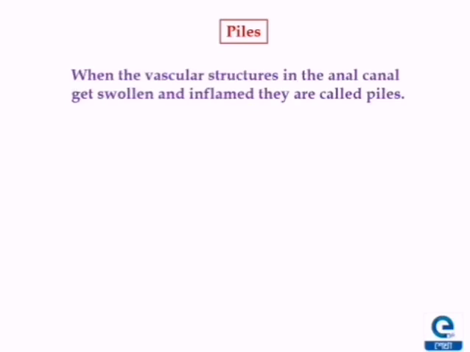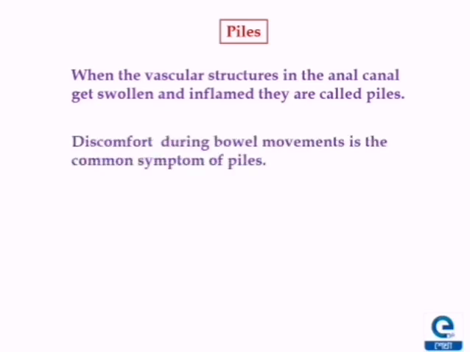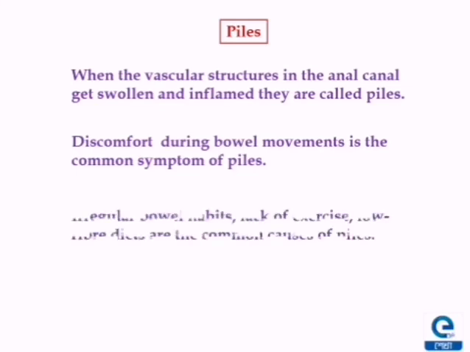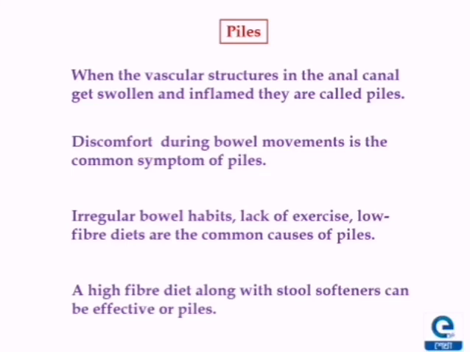The next and the last problem we are talking about is piles. When the vascular structures in the anal canal get swollen and inflamed, they are called piles. Discomfort during bowel movements is the common symptom of piles. Irregular bowel habits, lack of exercise, and low fiber diets are some of the common causes of piles. Thus, a high fiber diet along with stool softeners can be effective in the treatment of piles.